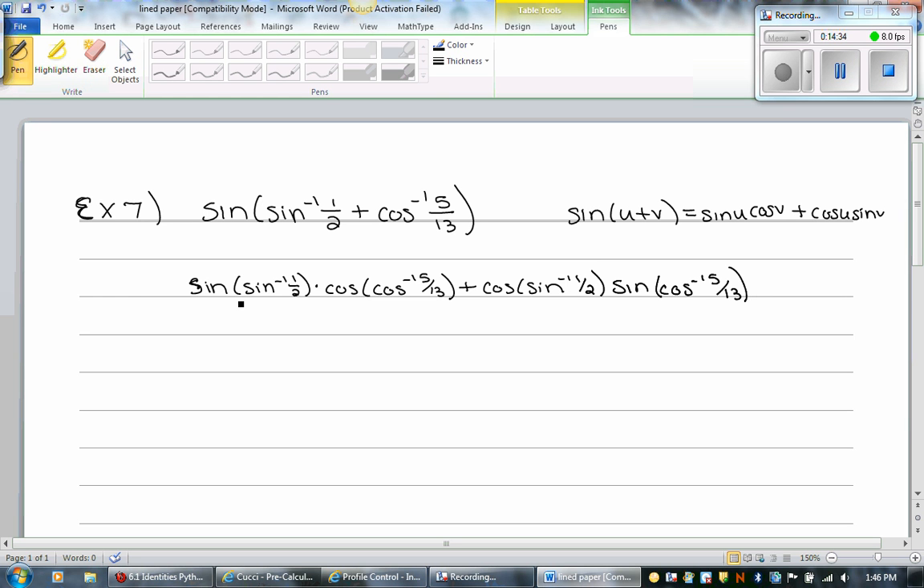Sine of sine inverse of a half is just going to be a half. Again, it's in that interval of our restricted range. Cosine of cosine inverse of 5/13. Again, 5/13 is in my restricted domain, so that simply becomes 5/13 plus cosine of sine inverse of a half. We actually have to look at that, so let's hold it for just a second.